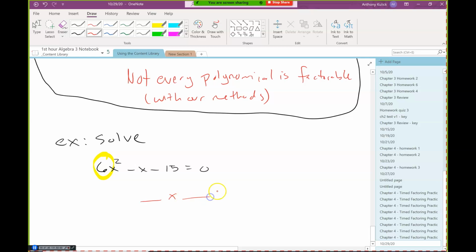So we want to find the two numbers that multiply to give us 6 times negative 15 and add to give us negative 1. So A times C for the multiplication, and then B for the addition. Anybody see those two numbers here off the top of their head? It's not too hard to see them. Negative 10 and 9. Negative 10 and positive 9 is the pair. Thank you.